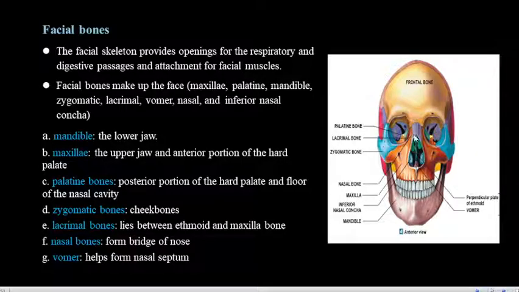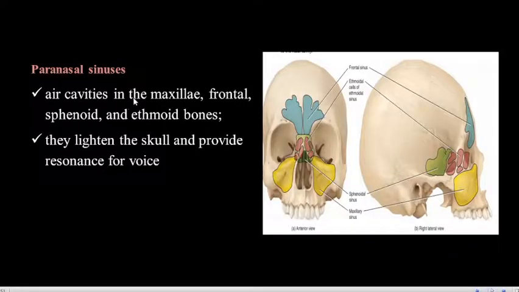Ito yung medyo kulang ang mga Pinoy. If you have a high nose bridge, magsabihin mataas ang inyong nasal bone. Okay? Usually sa mga westerners yan, matatangos ang ilong. So mataas ang kanilang nasal bone. Okay, next, vomer. So, helps form the nasal septum. So, yung sa gitna, divides the two holes of the nose. Yan siya, vomer.